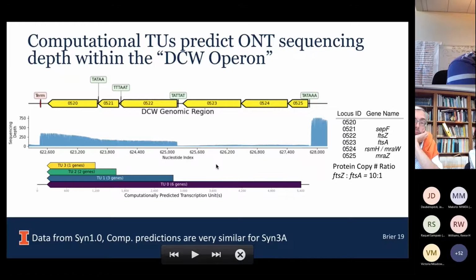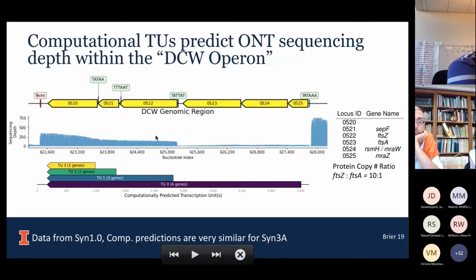I started off talking about ATPase. Well, the proteins within this have to be in a certain stoichiometry to do their function. It's been talked about already somewhat during today's talks, is FtsZ and FtsA. And so they're implicated in cell division, as I mentioned, and they need to be in a 10-to-1 ratio. So that's these two genes here.